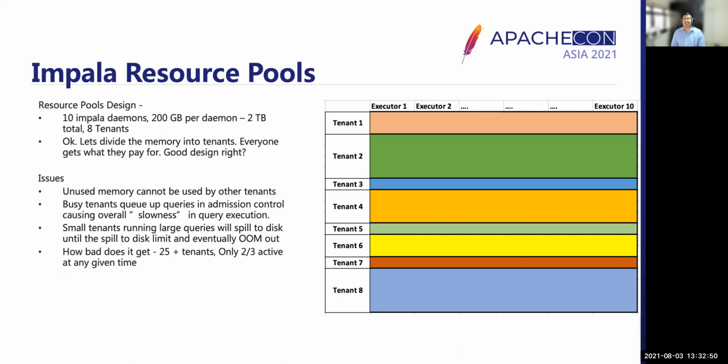Impala runs queries in seconds. In seconds, you don't have time to wait for concepts like YARN preemption. Busy tenants, where you have a lot of queries running, queries will start to queue up because they have only a limited amount of memory. Small tenants running large queries will start to spill to disk because in the limited amount of memory they could not handle all of the queries that they were running, and the operators started to spill to disk. We have seen situations where customers have almost 25 tenants or 25 pools in the Impala cluster with only a few active at any given time.